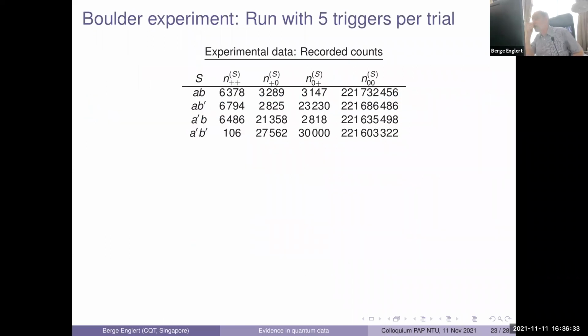So now let's look at one of the experiments. So here is a run of the Boulder experiment. This is a run where they had like 5 trigger signals per trial, and they have hundreds of thousands, millions of trials, and so that's the recorded data. So for the setting AB, they have 6,000 something coincidences and 22,000 null events and 3,000 each for the Alice only, Bob only. And for the other settings, they have other numbers, right? So it's a lot of data.